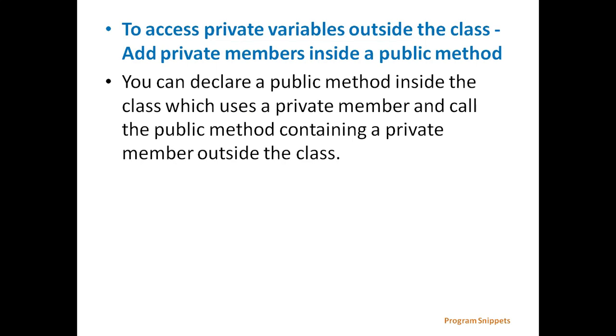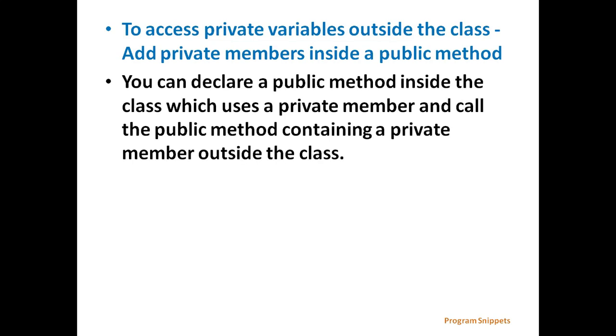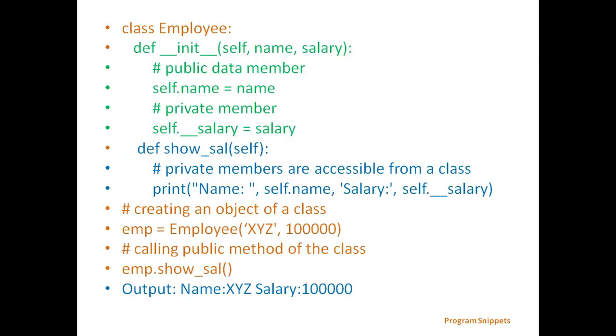To access a private variable outside the class, we will declare the private members inside a public method. That is, you can declare a public method inside the class which uses a private member and call the public method containing the private member outside the class. Here we will see the code.